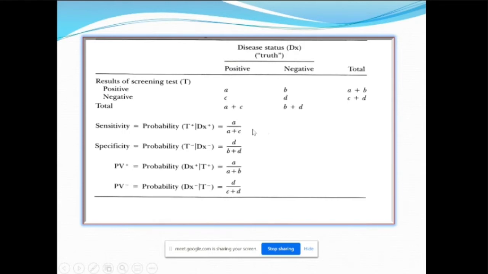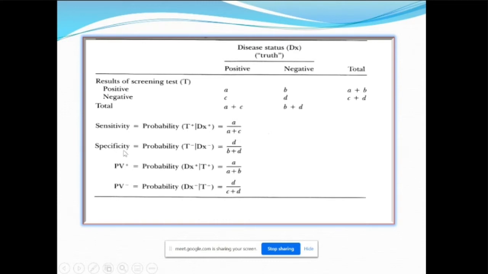So for testing validity of screening tests, we are going to measure sensitivity and specificity of that test. Sensitivity, as we said, is the probability of testing positive by the screening test when the disease is truly present. And it is measured by dividing A, which is the true positives, out of A plus C, which are all diseased or all truly positive persons.